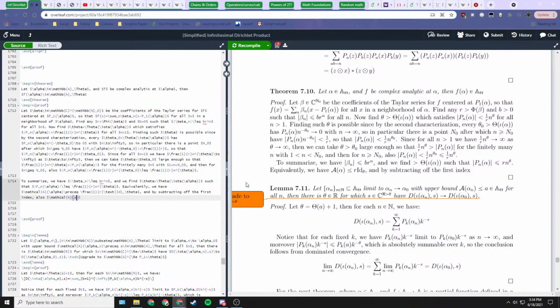the absolute value of alpha minus p1 of alpha is bounded by 1 over r to the id sub theta minus 1. So we just subtract off the first index. Okay, there we go.